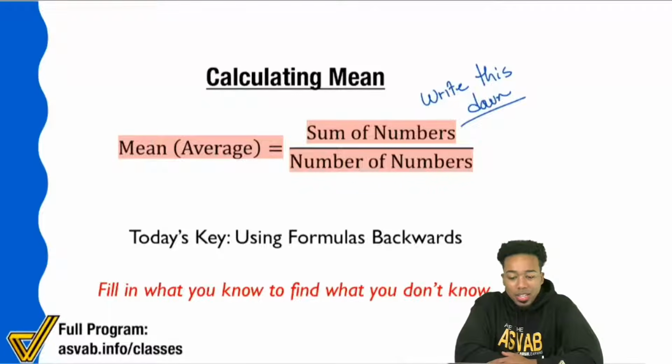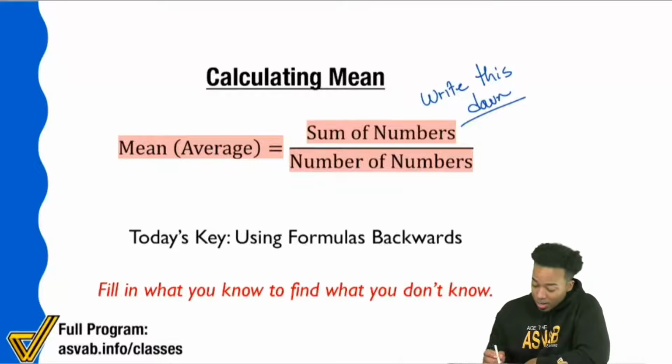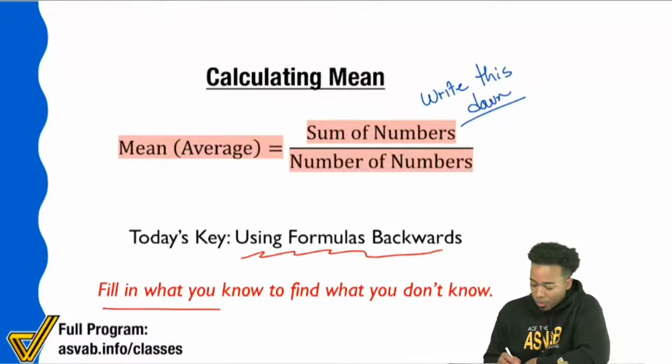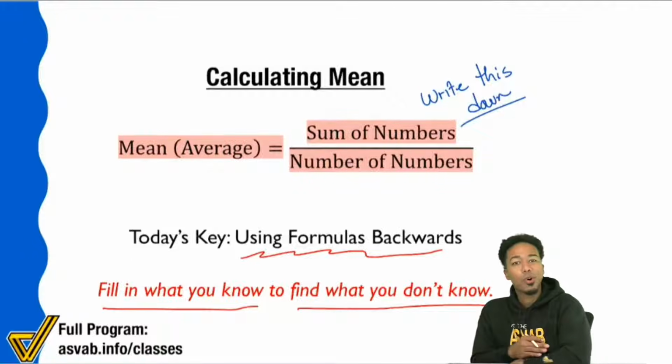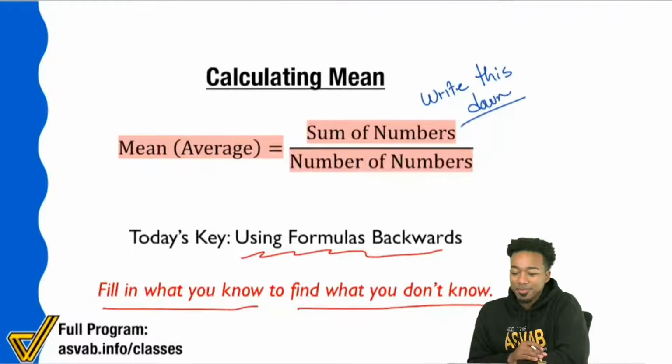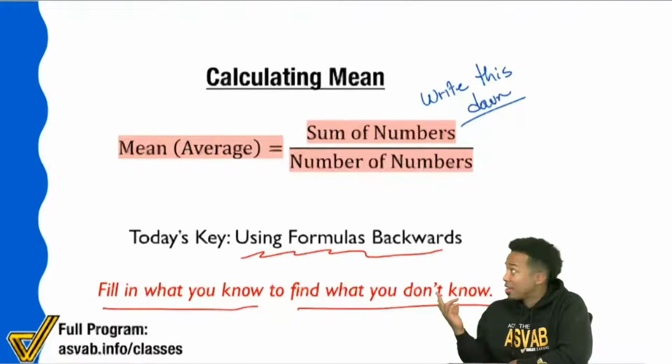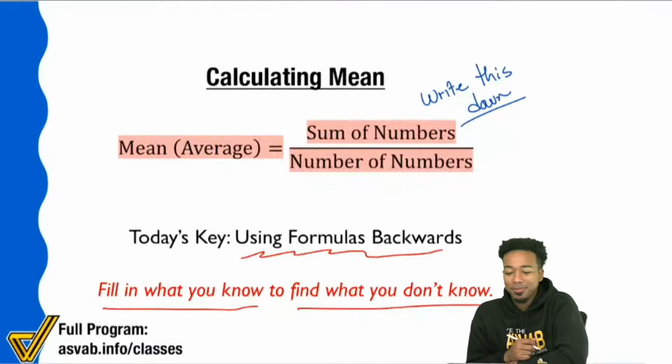So again, today's key, we're going to be working backwards. That's today's key. So we're going to fill in what we know to find what we don't know. I'm going to give us another 20 seconds here, and then we're going to move straight into the first example. It's going to be a quick one. And when you're ready and you have that down already, just type ready in the chat box.